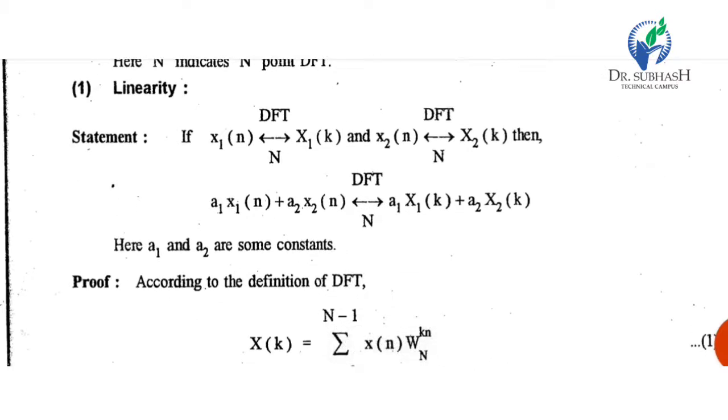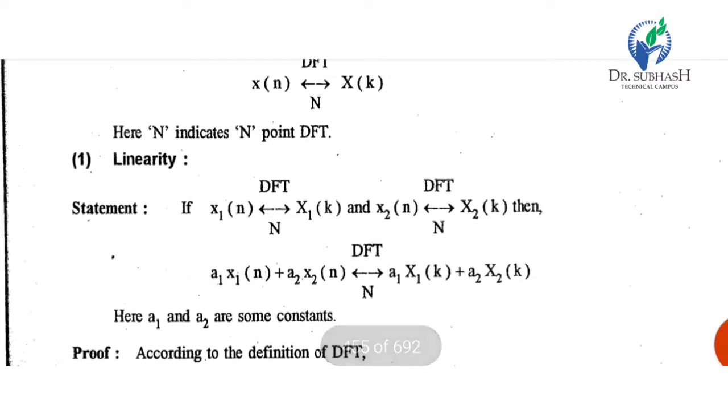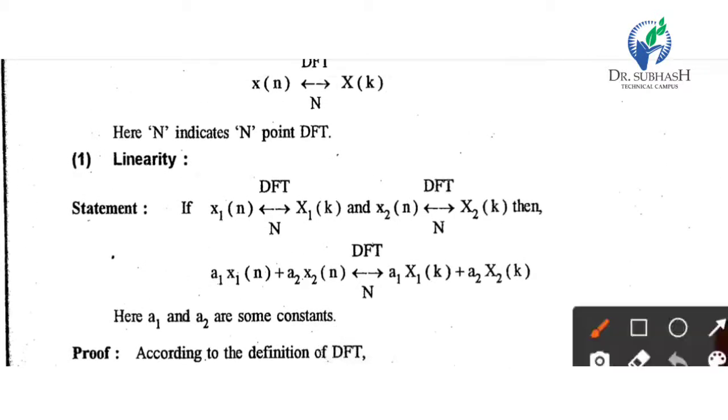So x1 of n has DFT x1 of k, and x2 of n has DFT x2 of k. Then a1 multiplied with x1 of n plus a2 multiplied with x2 of n has the DFT a1 x1 of k plus a2 x2 of k. Here a1 and a2 are some constants.